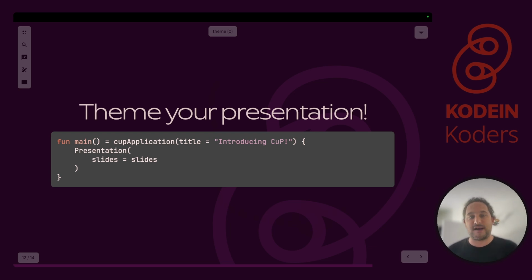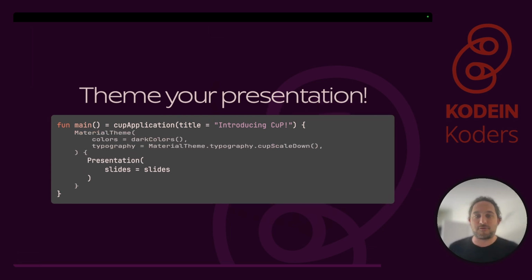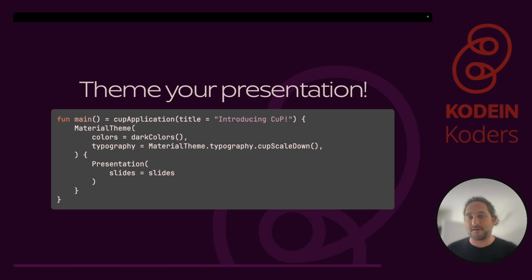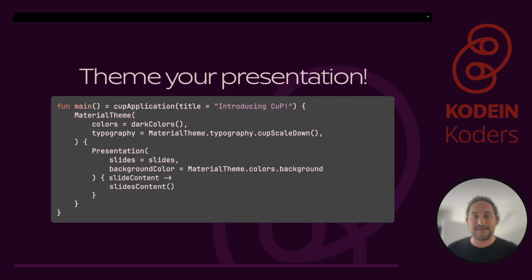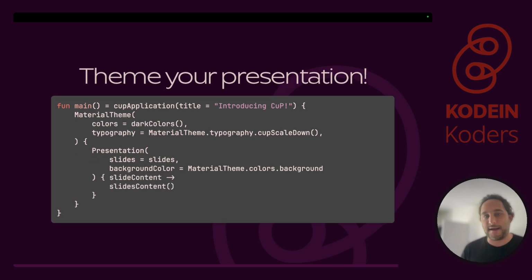So how did I do that? Well, the first thing is to create a theme. So here, for example, I'm using material theme, and then I can decorate around the slides by giving it a slide content. And yes, I also need to define a presentation background.